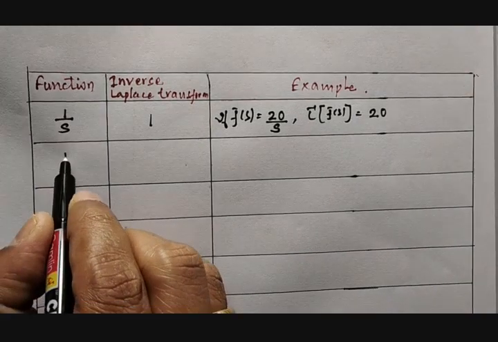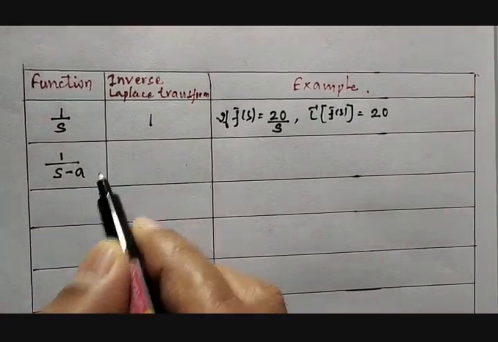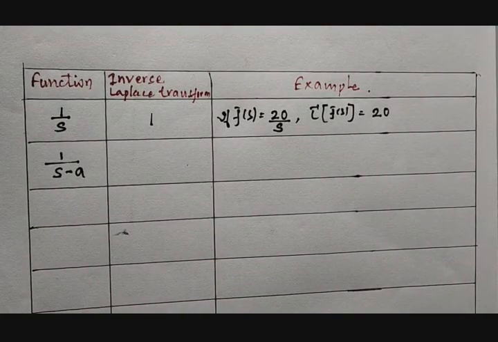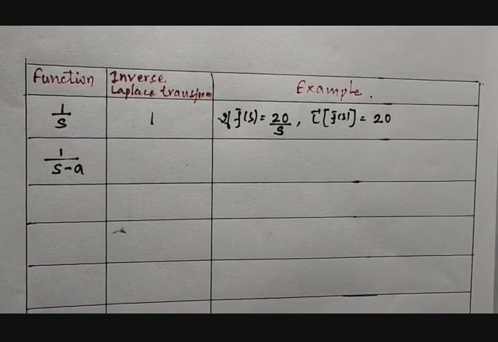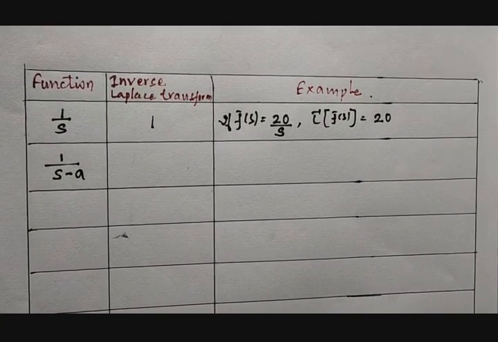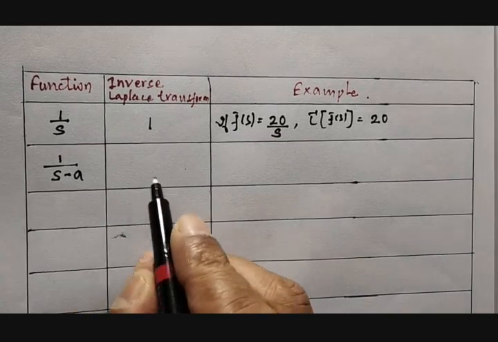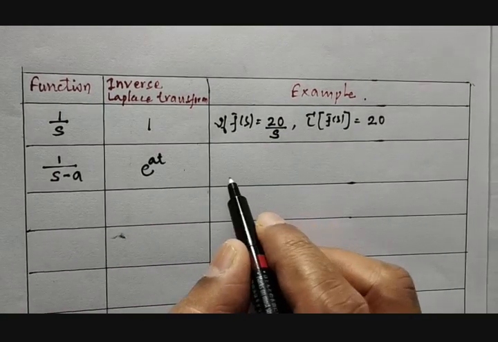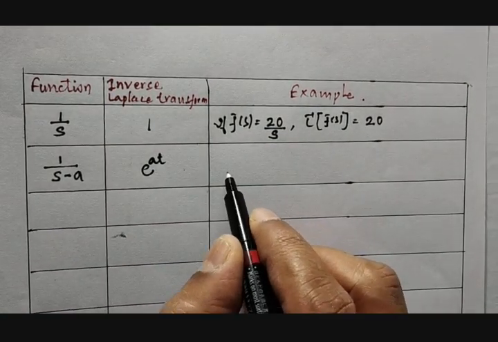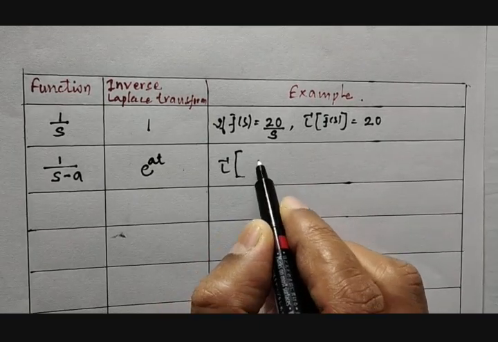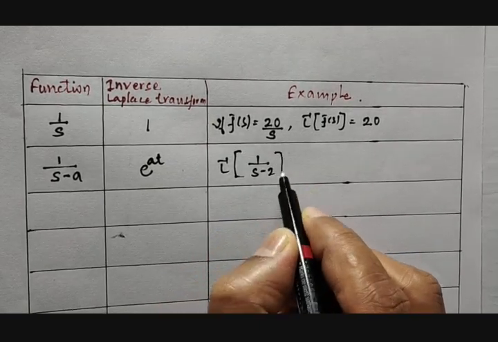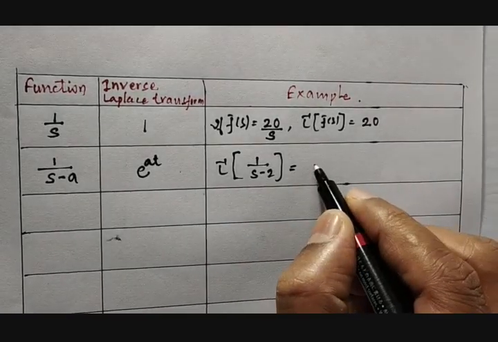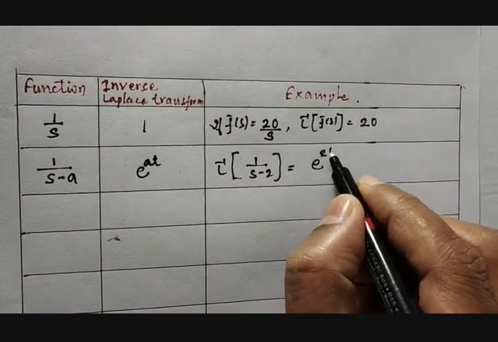Second, if it is 1 divided by s minus a, just go back. For which Laplace transformation does 1 divided by s minus a come? So now we are going to its inverse. So it is e raised to at. Fine. If we take one example, the Laplace inverse of 1 divided by s minus 2, if you compare with this, then a is equal to 2. Therefore, we will be getting e raised to 2t.